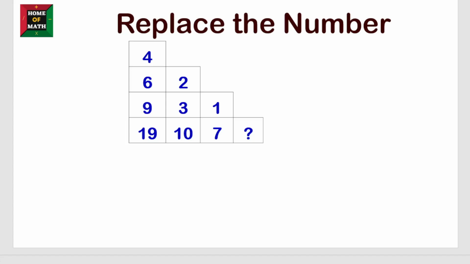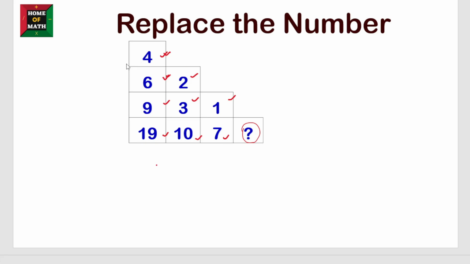Which number replaces the question mark? Here are some numbers in this table. The first row is 4, the second row is 6 and 2, the third row is 9, 3, 1, and finally 19, 10, 7 and a question mark. It means we don't know the number.